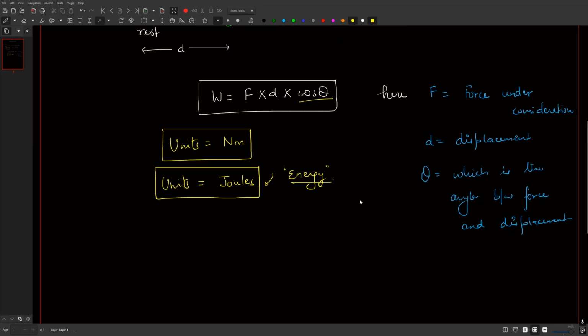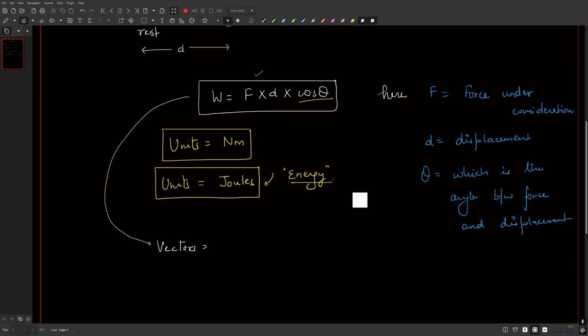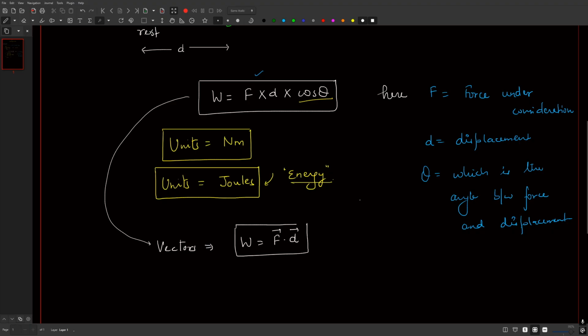All right. Now this is the complete expression which we have for work to calculate work done. Students who are familiar with vectors will know that this expression is actually the dot product between the two vectors, force and displacement. This is the dot product expression. So the cosine theta in F D cosine theta actually comes from the dot product of A and B.